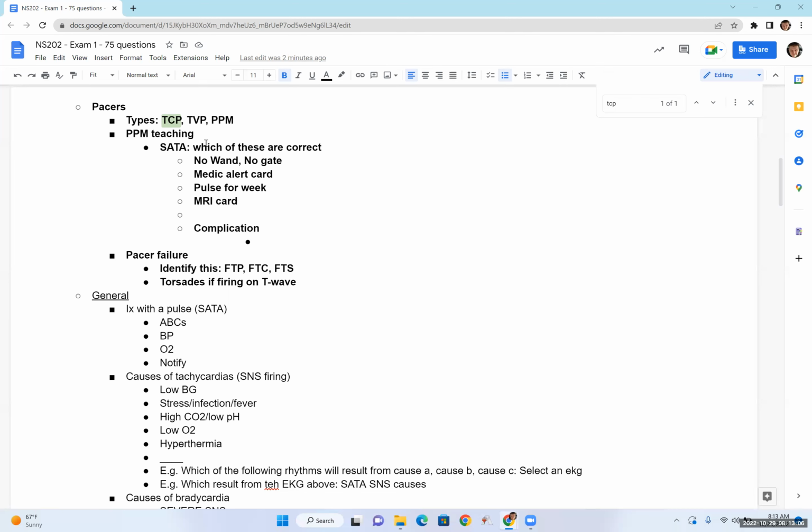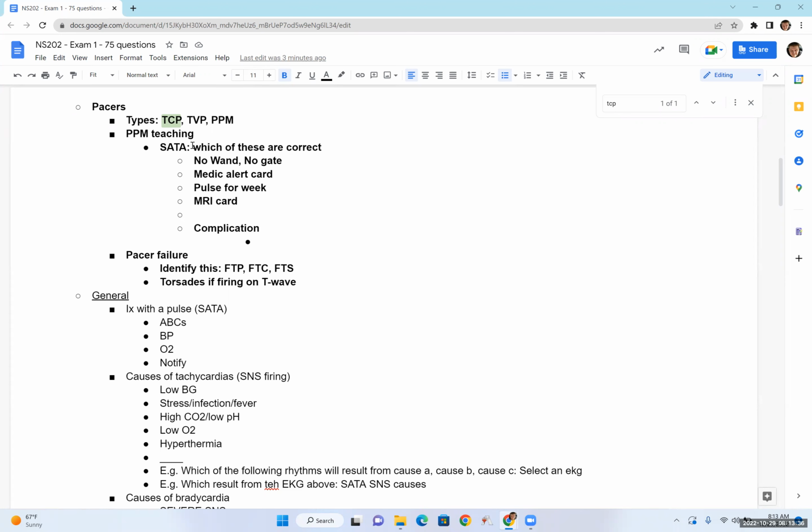Are they going to be checking their pulse for a week, right? They'd be making sure they're not getting bradycardic, right? We're going to send them home and make sure they check their pulse. If the pulse is 40 and the pacemaker is set for 60, that's a problem, right? Or they just tell them buy an Apple Watch and I'm telling them pulse all the time, right? So what else? No wand, no gate, right? Make sure they get a medic alert card so they don't have to go through the wand or gate, right? MRI cards, that's a good SATA question as far as what's a teaching for a permanent pacemaker.